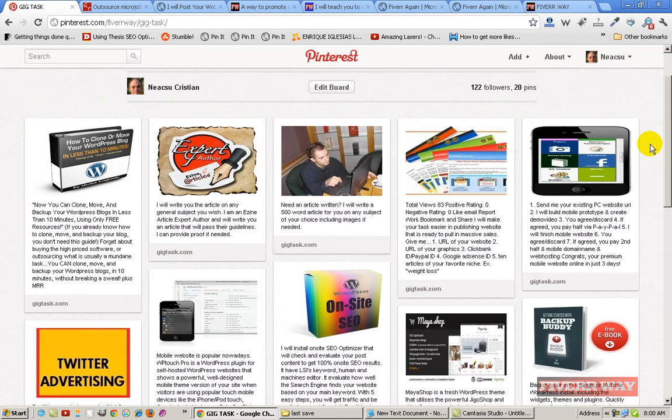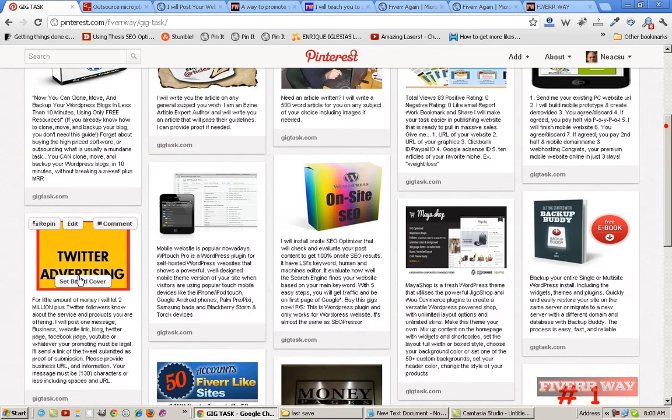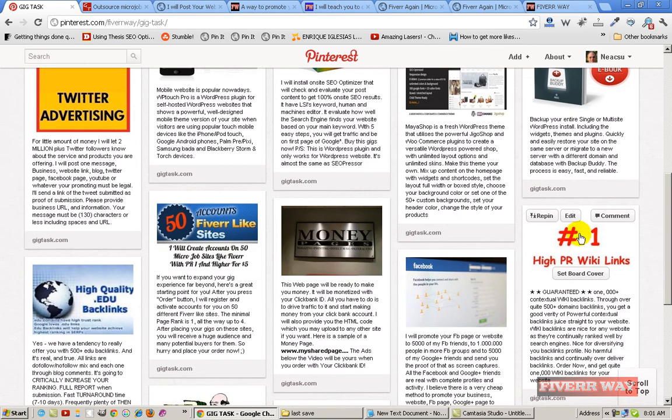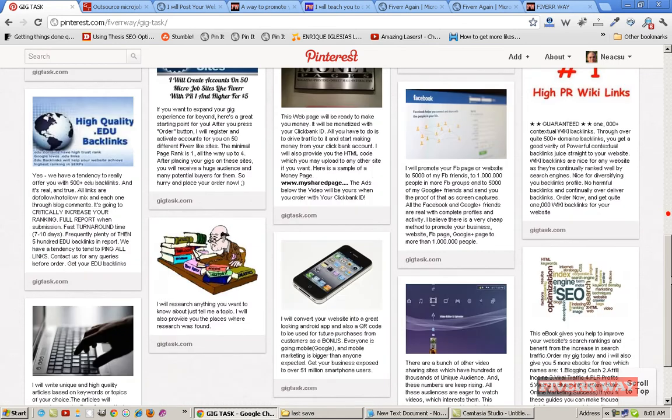So I like this image a lot. A real image is very good for you. A real face, a woman's face is very good for you. What is not so good is something like this, or something like this, or something like this. So do not try to make your own picture, so to be original and unique.